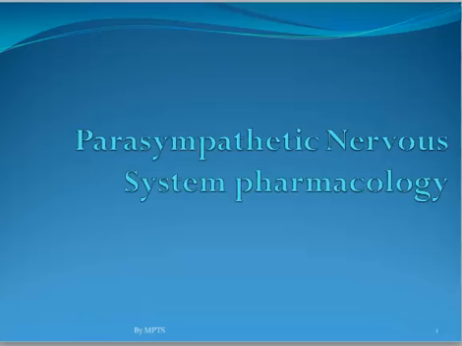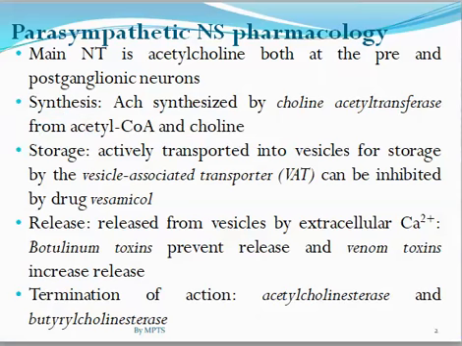Today I will be briefly explaining the parasympathetic nervous system pharmacology. We are now in the autonomic nervous system. The main neurotransmitter is acetylcholine, both at the pre- and postganglionic neurons. Acetylcholine is synthesized. I'm sure you are aware of that diagrammatic representation, which is available in the books.